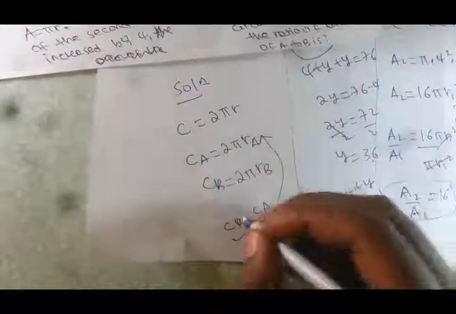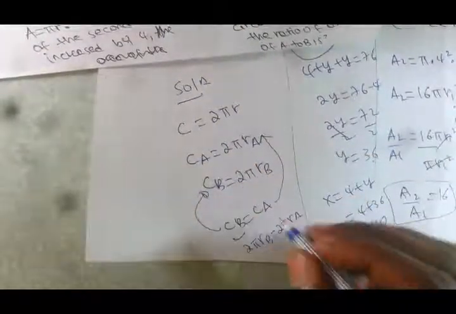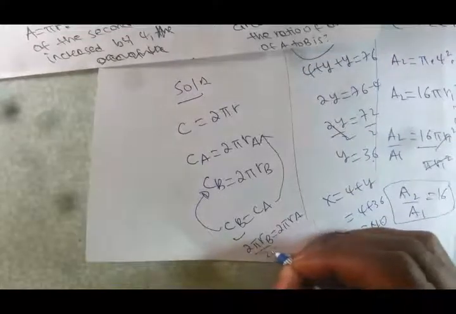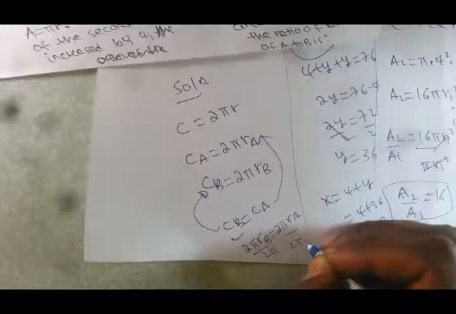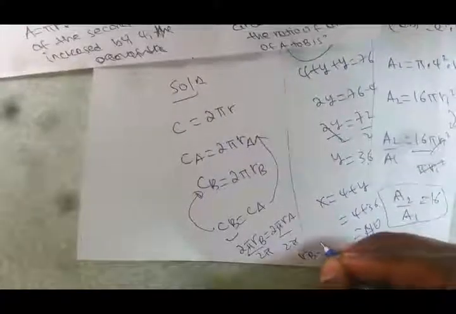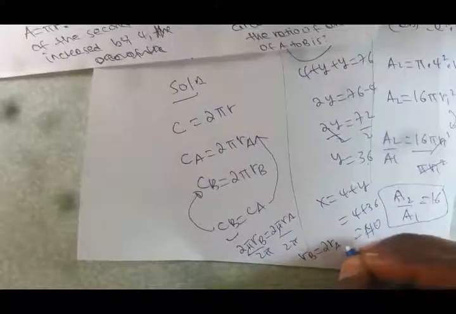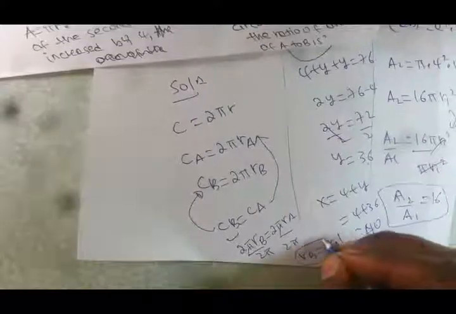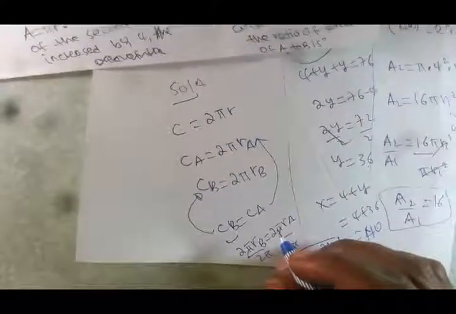Therefore, dividing by 2 pi, this will be cancelled, and radius of B is equal to 2 times radius of A. We already found that radius of B is equal to 2 times radius of A, and we are asked to find area of A over area of B.